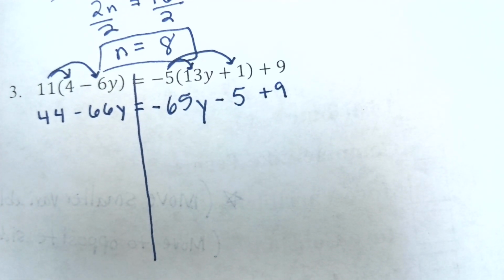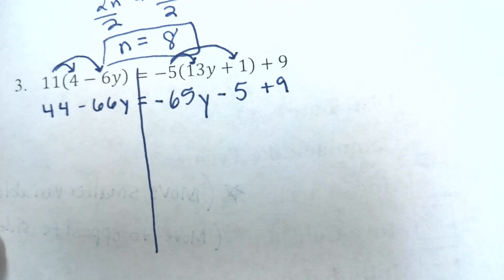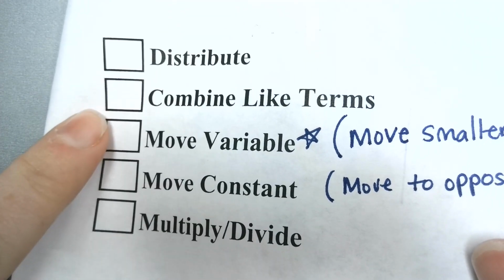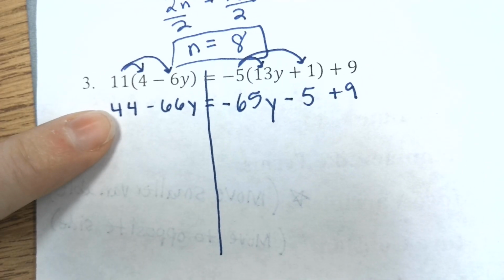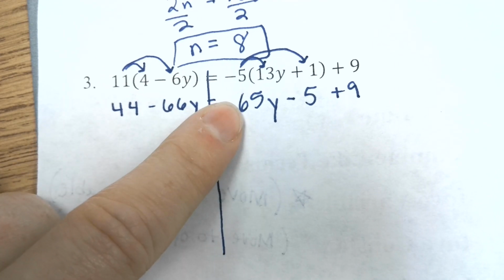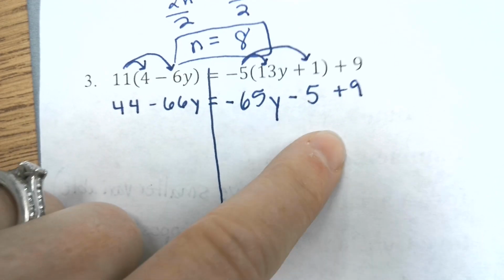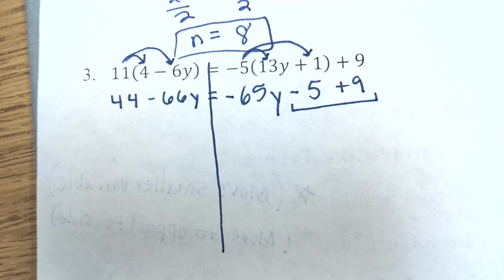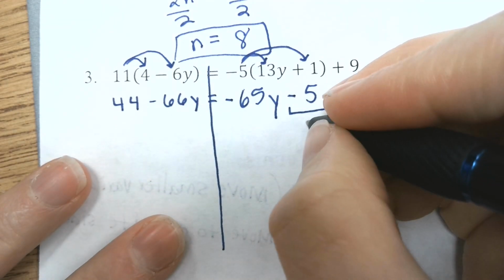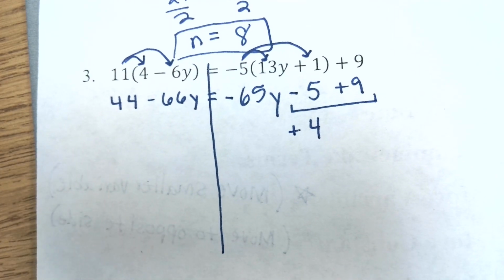Okay, so we distributed. That was the first thing on our checklist. What's the second thing that we need to do on our checklist? Look back at the front real quick. Combine like terms on the same side of the equal sign. So the left side, we just have a constant and a y term. The right side, we have a y term and then 2 constants. So we need to combine these guys. Negative 5 plus 9. Positive 4. Okay. We're going to carry everything else down.